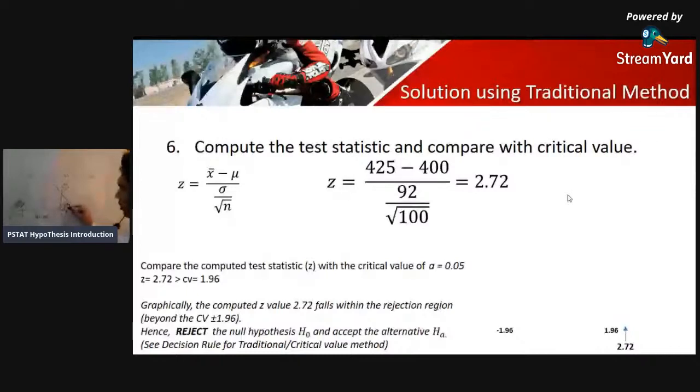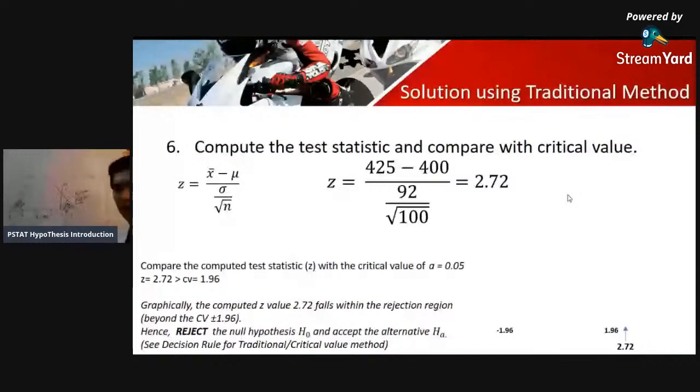Basically, it falls under the rejection region. So it falls here. This is the acceptance region. Once the computed test statistic falls in the rejection region, on either side when you are using a two-tailed test, therefore you will reject the null hypothesis. Reject H0.